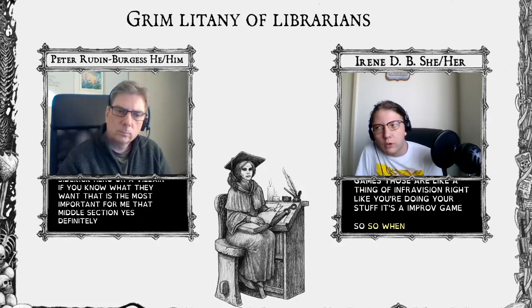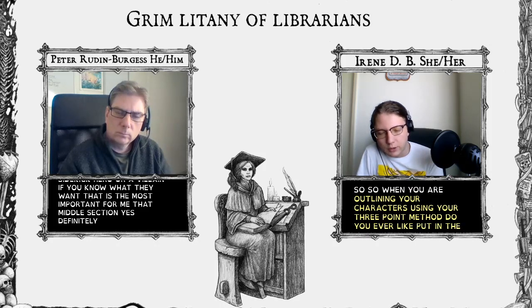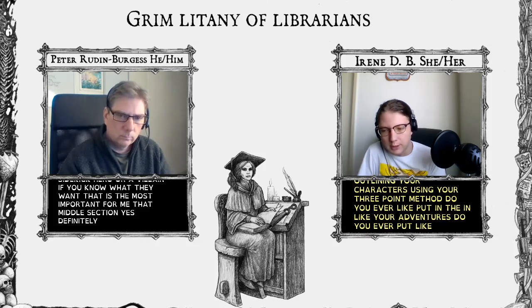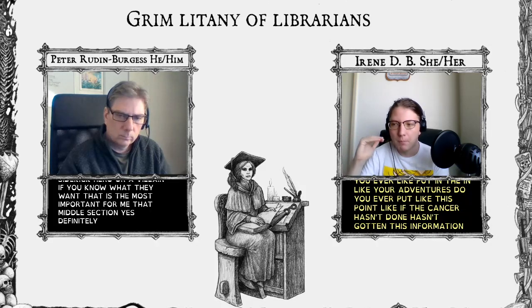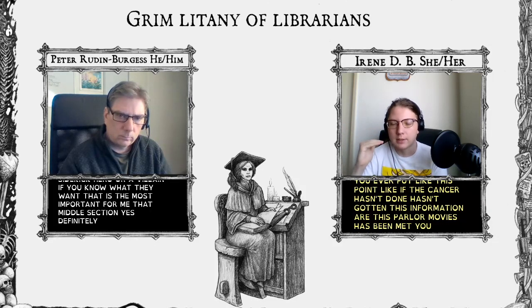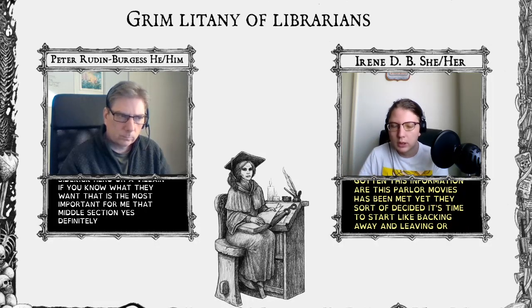So when you are outlining your characters using your 3-point method, do you ever put into your adventures a point where, if the character hasn't gotten this information, or this part of their motivation hasn't been met yet, they decide that it's time for them to start backing away and leaving? Or how do you handle that?